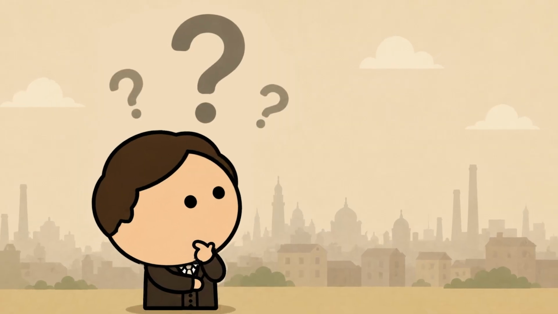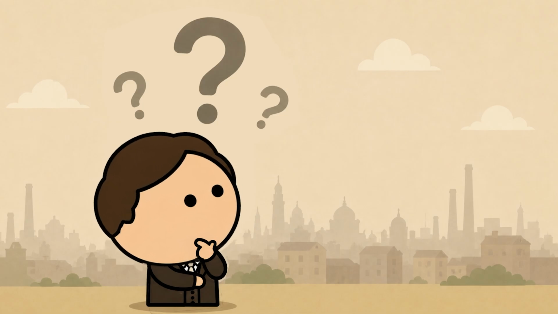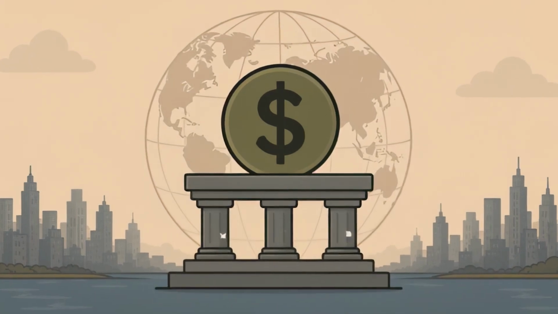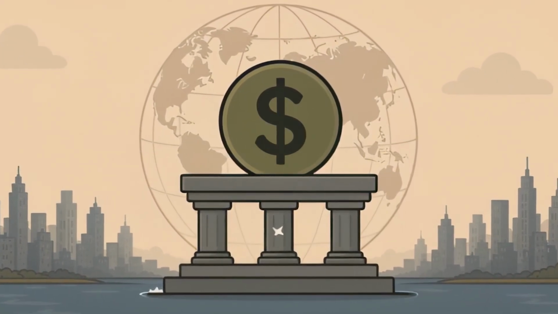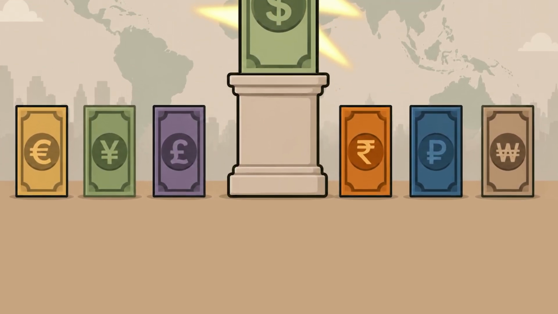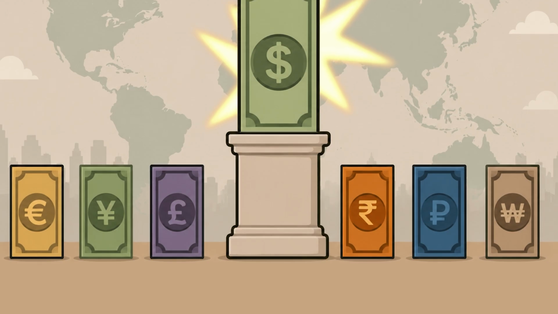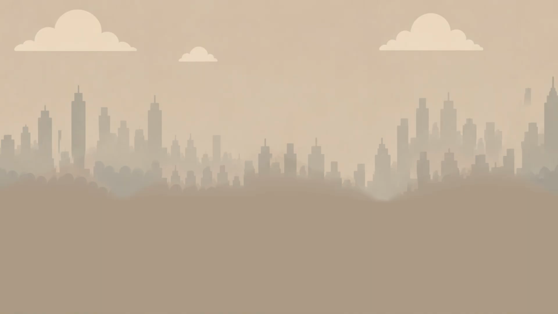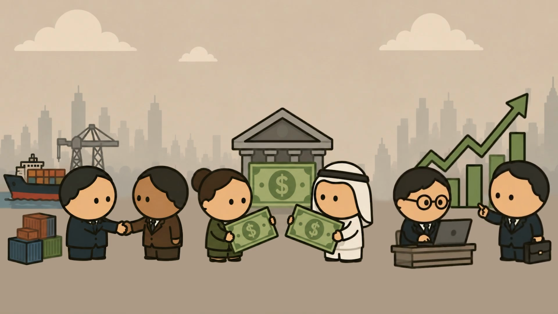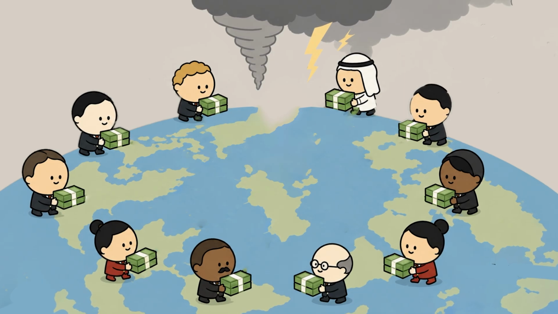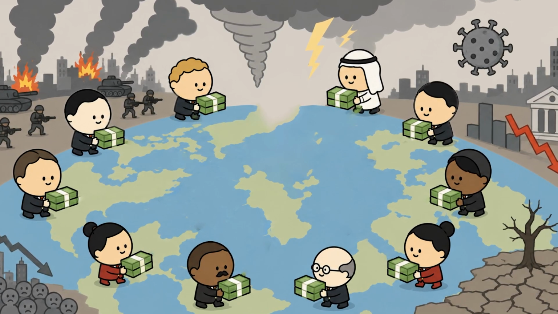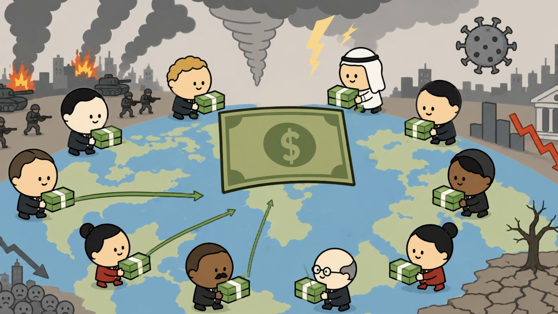But oil alone can't explain the dollar's staying power. More than 50 years after Nixon ended the gold standard, the dollar is still on top, not surviving, dominating. Why? Because once a currency becomes dominant, it develops something incredibly powerful: momentum. The world trades in dollars. Countries save in dollars. Investors trust dollars. And when a crisis hits, whether it's a war, a recession, or a pandemic, money doesn't run away from the dollar. It runs toward it.